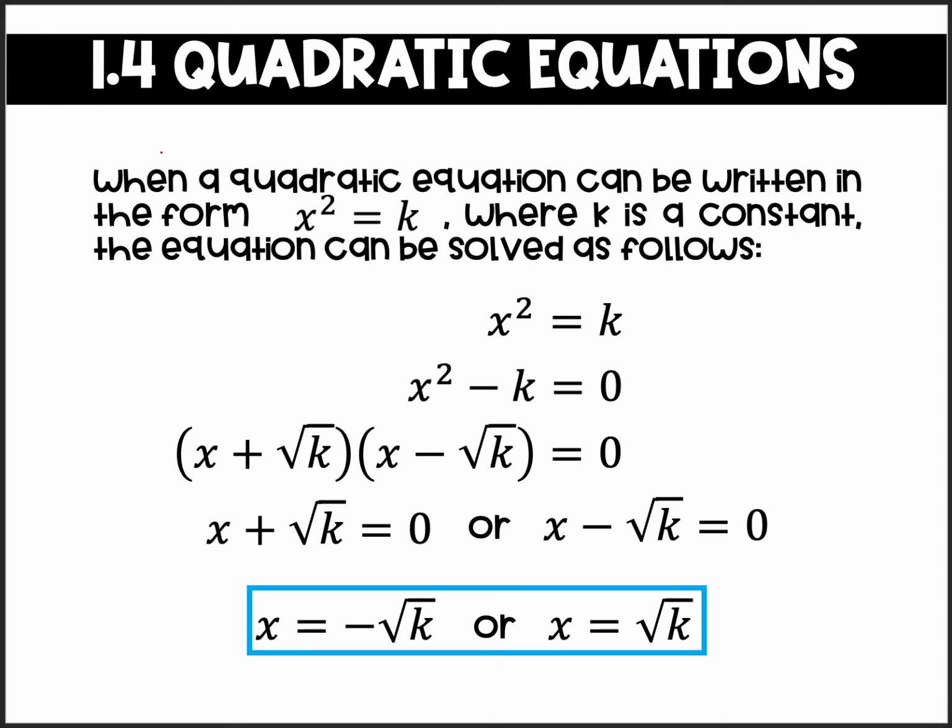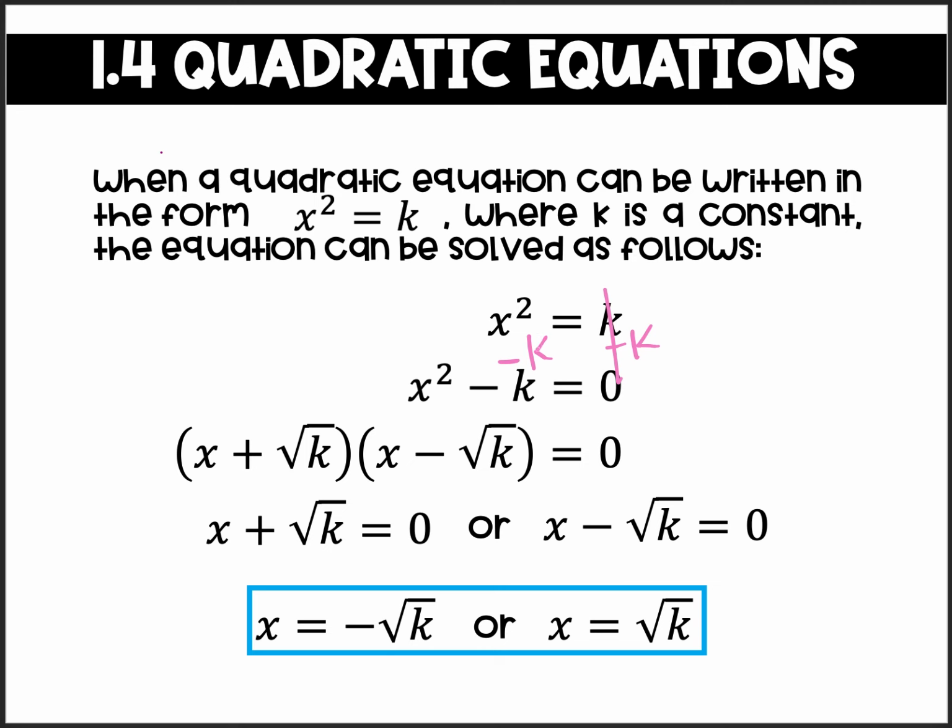Now, there are a few special cases where you can find a quadratic equation that can be written in the form x squared equals k, where k is just a number, which we sometimes call a constant in math. If you want to, you can look at it this way to solve x squared equals k. You subtract k from both sides, and now you have x squared minus k is equal to 0.